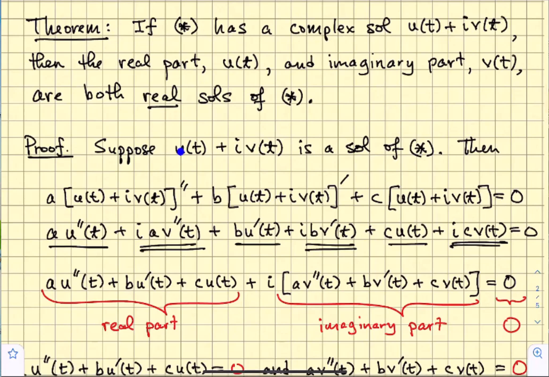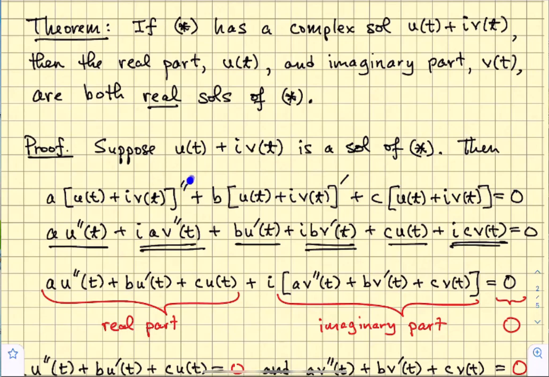So suppose that we have u of t plus i times v of t, and suppose it's a solution of our differential equation. Well, going back to Chapter 1, if this is a solution, it means when I plug it back into our differential equation, I must get a logically true statement. So remember, our differential equation was a y double prime plus b y prime plus c y equals 0. So I'm going to put this in for y, y prime, and y double prime. If it is a solution, then I must get a 0.